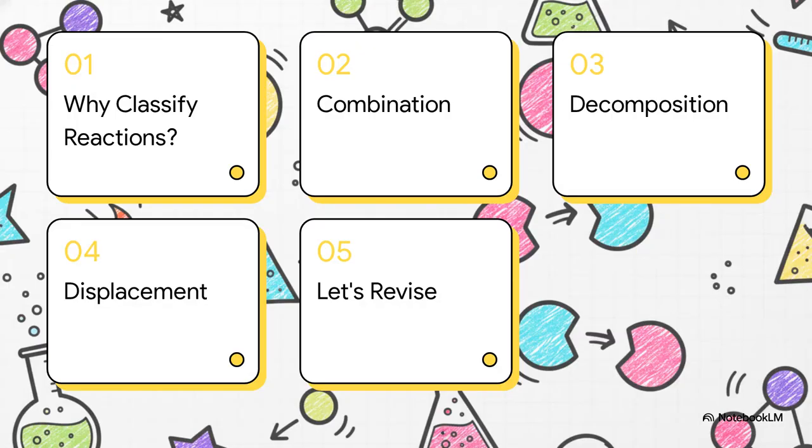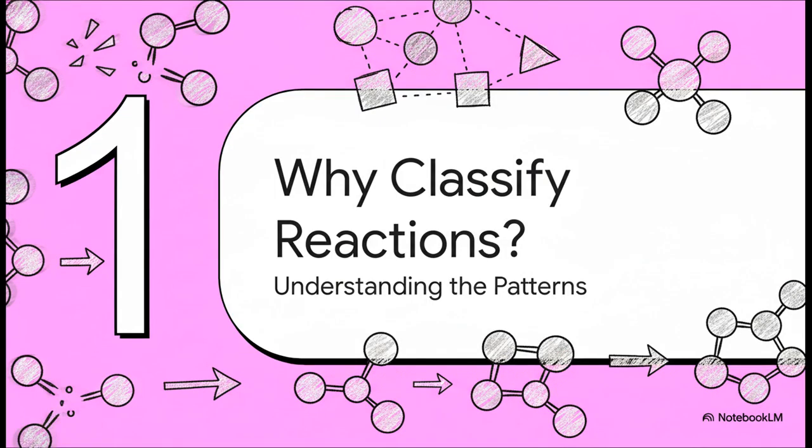So, here's our game plan for today. First, we'll talk about why we even need to classify reactions. Then, we'll dive into three major types: combination, decomposition, and displacement. And finally, we'll wrap up with a quick revision to make sure you've got it all sorted for your exams. Okay, so let's get right into it.